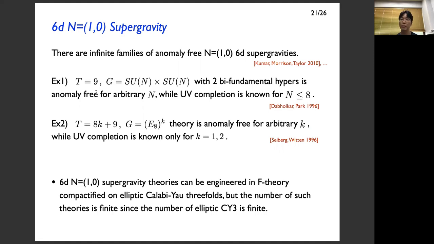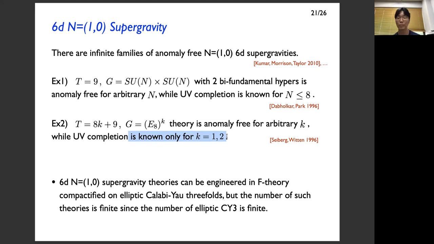However, at this moment, the string theory construction is known only for the case when N is less than or equal to 8. The second class is the theory with 8k plus 9 tensors and k E8 gauge symmetries. And this theory is also anomaly free for any k. Okay? However, the UV completion is known only for k equal 1 and 2 cases. Again, for these two infinite classes, it seems that the string Landscape principle is broken. But by using string probes, we will see what happens now.